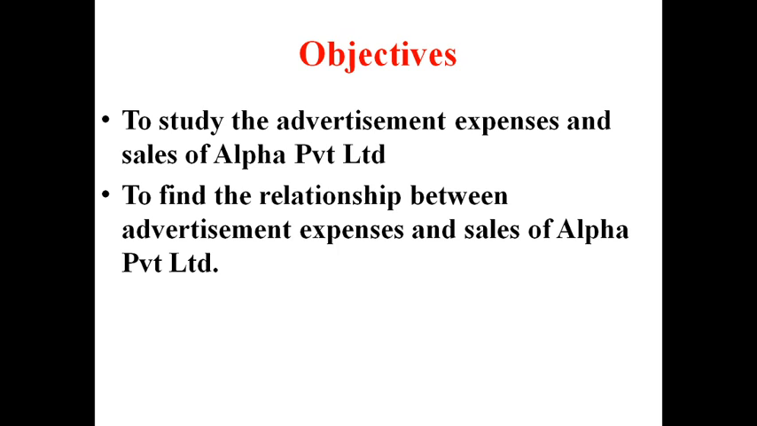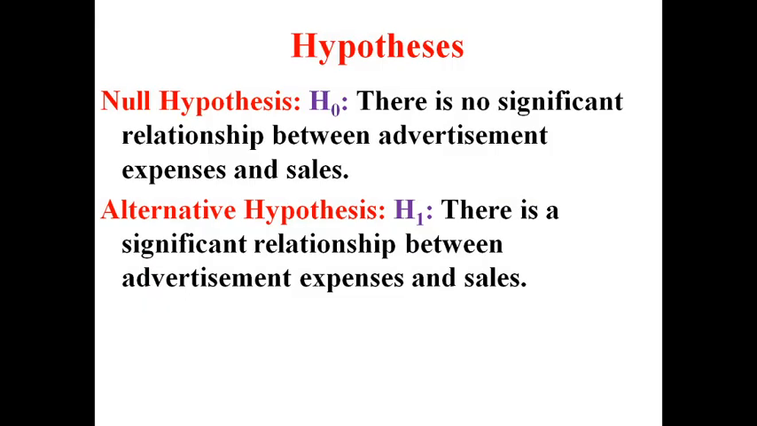And on the basis of these two objectives, we formulated our hypothesis. So our first null hypothesis is H naught: there is no significant relationship between advertisement expenses and sales. And the alternative hypothesis is H1: there is a significant relationship between advertisement expenses and sales. On the basis of this, we have to collect our data, and we will analyze the data through SPSS using the statistical test, correlation analysis.